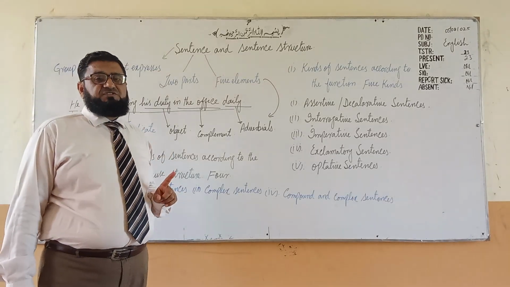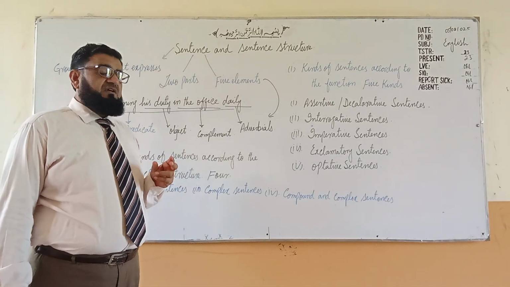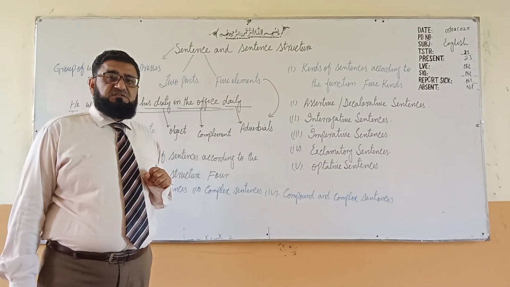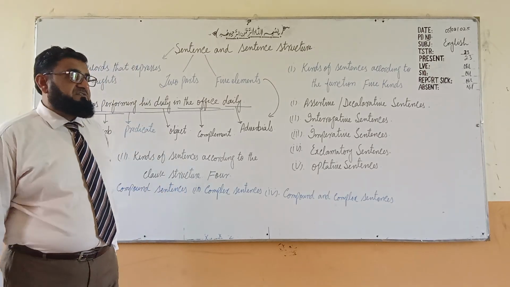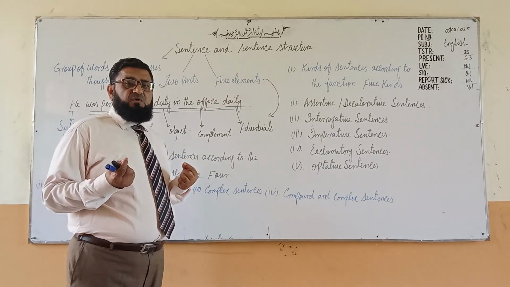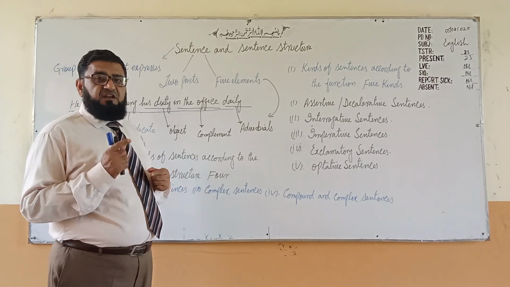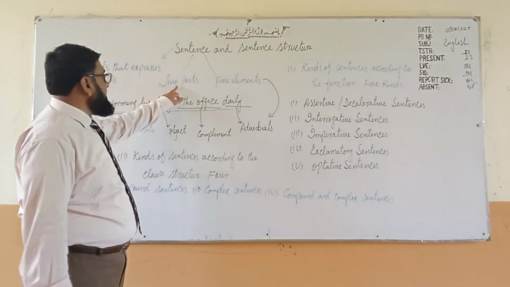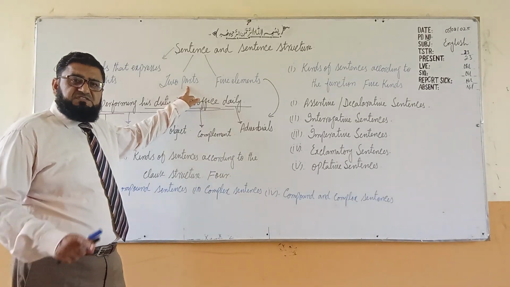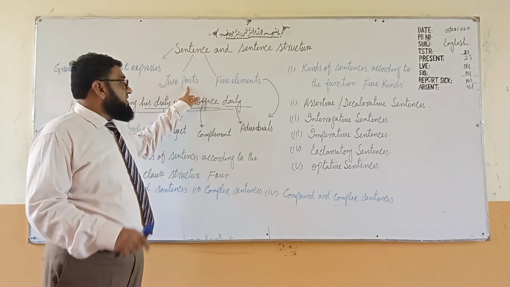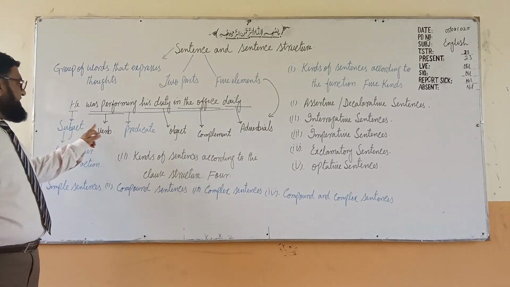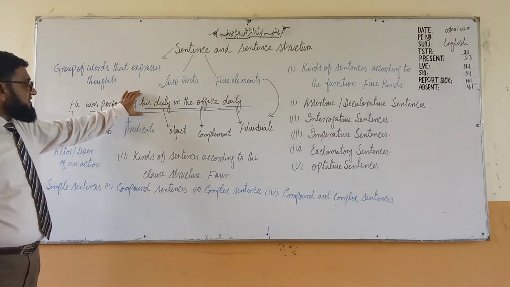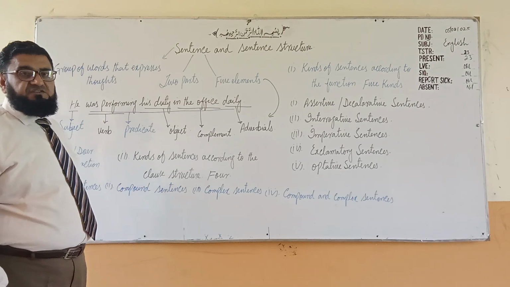Now here is a major question which is often asked: what are the parts of a sentence and what are the elements of a sentence? This is a very burning question. Be attentive. There are two parts of a sentence. A sentence always contains two parts. One is called subject, another is called predicate. The subject part and the rest of the sentence is called predicate.